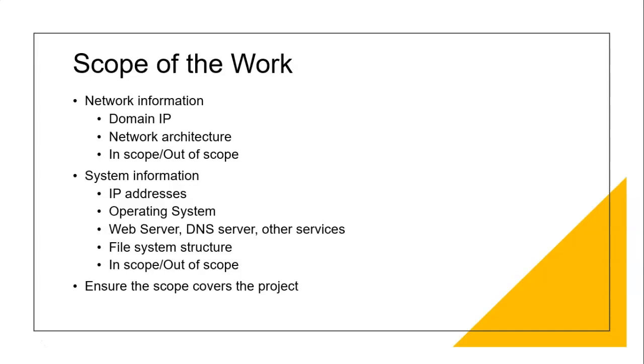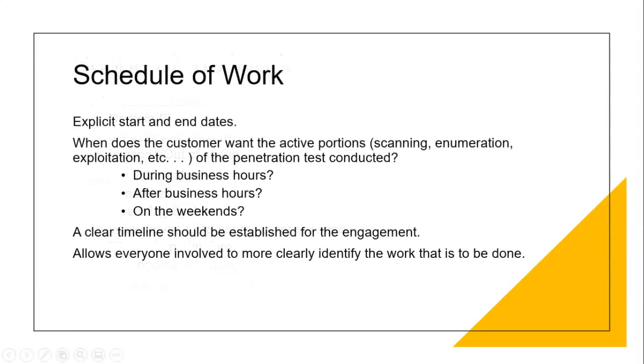Now, when we talk about things that are in scope, we're talking about things that are expected to be tested. Out of scope means these items are off limits. Do not test these items. Schedule of the work. We have to have explicit start and end dates. When does the customer want the active portions, the scanning, enumeration, and exploitation of the penetration test concluded? Does he want this done during business hours, after business hours, on the weekends? This allows everyone involved to more clearly identify the work that has to be done.